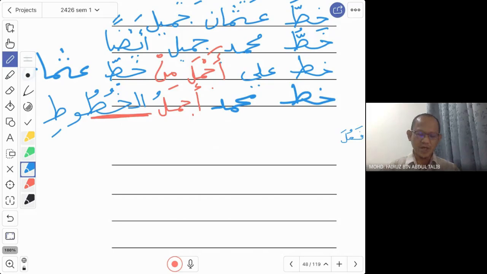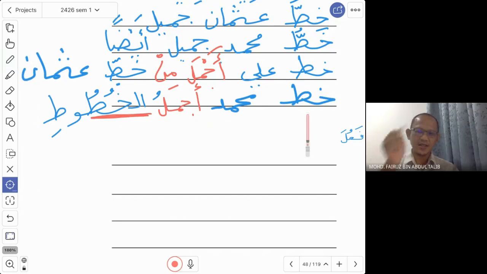But actually, the word khat is also used for another meaning. You remember, underline the line is also khat. So khutut also means lines. So it depends on the context. Here khutut means the writings.